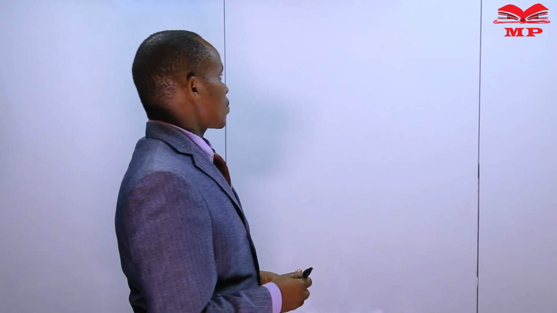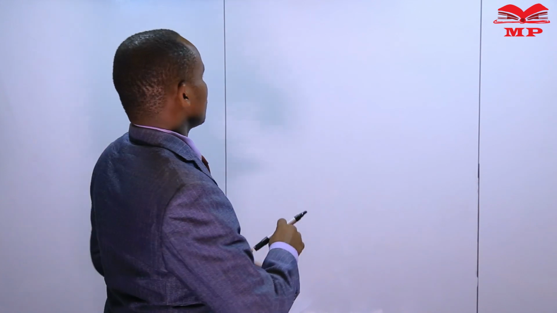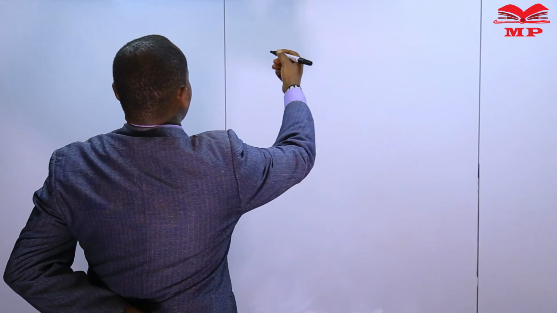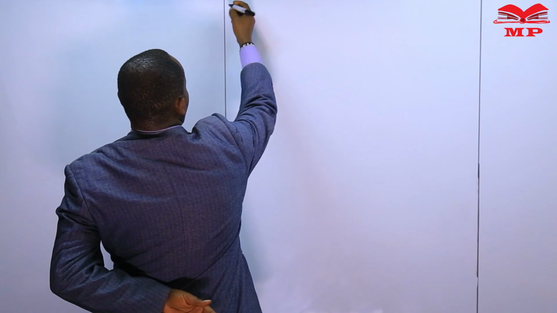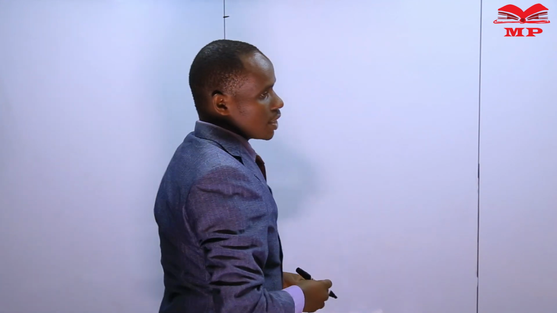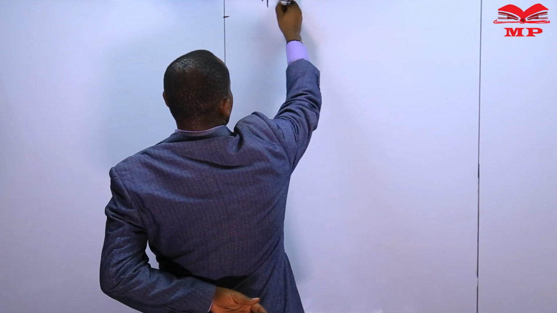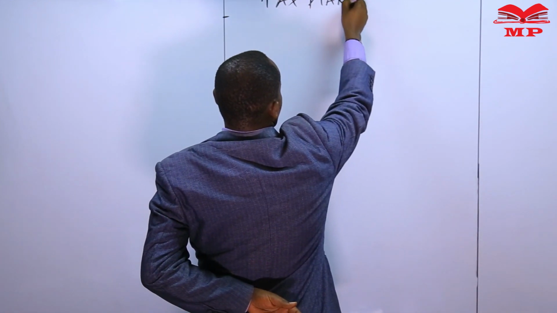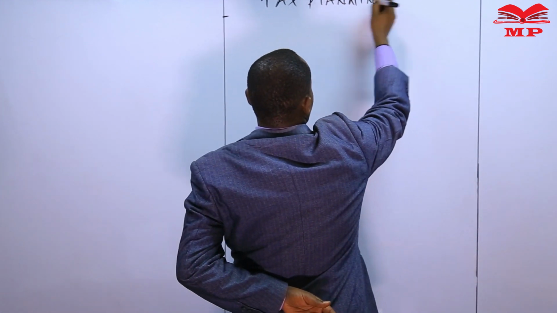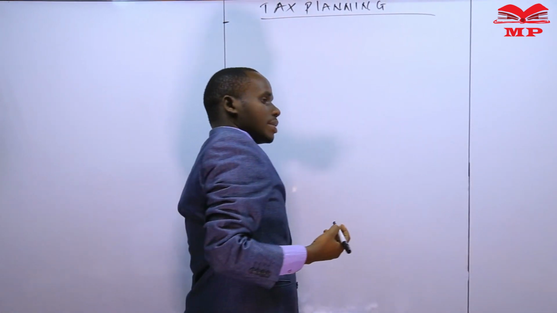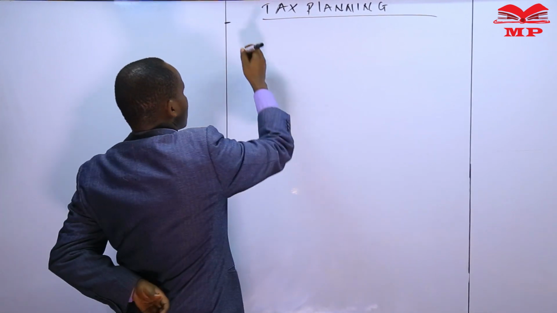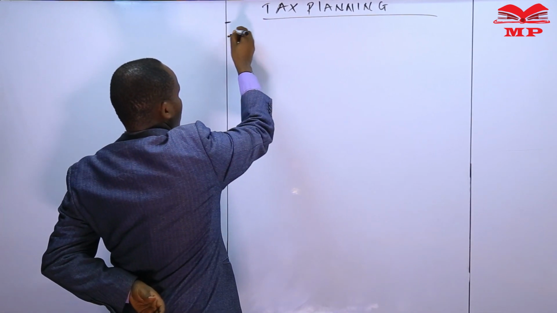Today I would like us to finalize the tax planning topic with the areas that remained. So we covered some areas like evaluation of job offers, and today I'd like us to look at the remaining subtopics. We are still at tax planning, and there are some subtopics that remained which I would like us now to finalize.